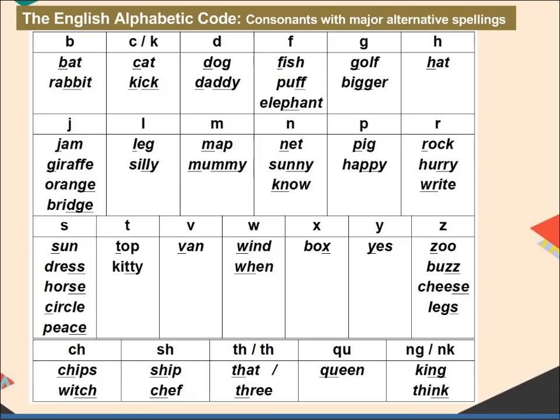These are the consonants with major alternative spellings. So I'll just get my pointer here. You can see if we look at B, do you remember I said that here we have the voiced consonant and the pair, the unvoiced one, is the P, which means the manner of articulation is the same for these two. You can see that also with k and g, that's another pair.